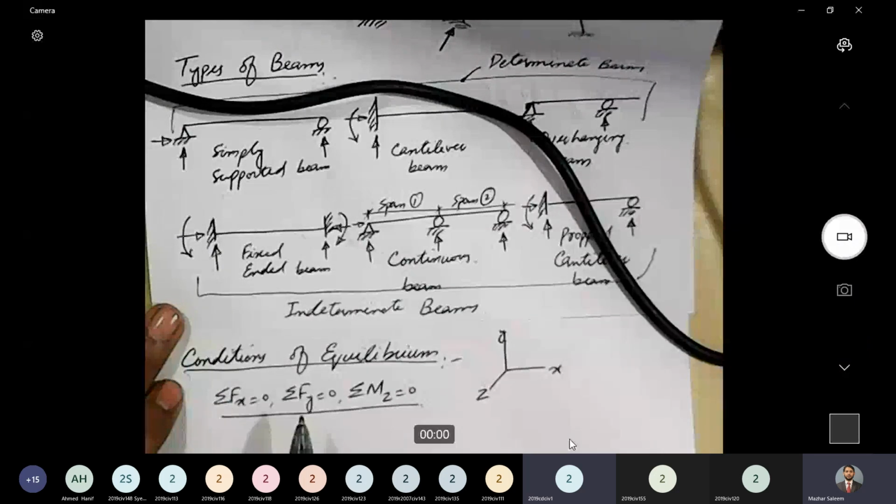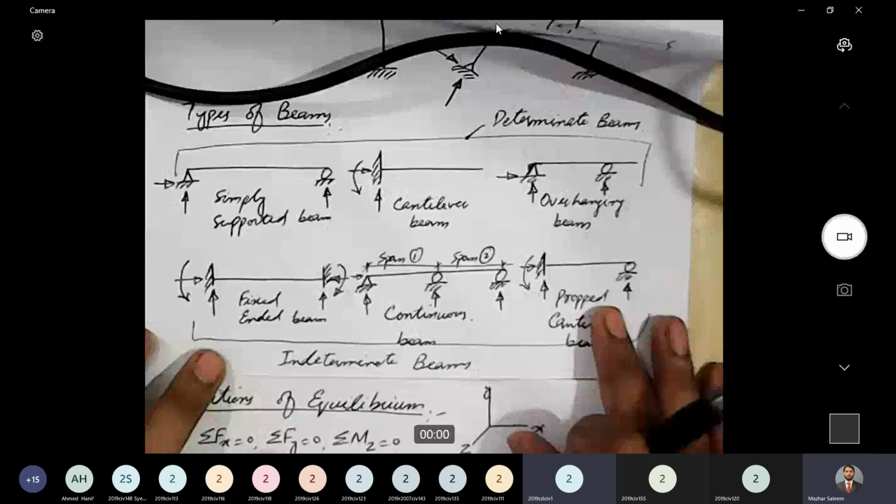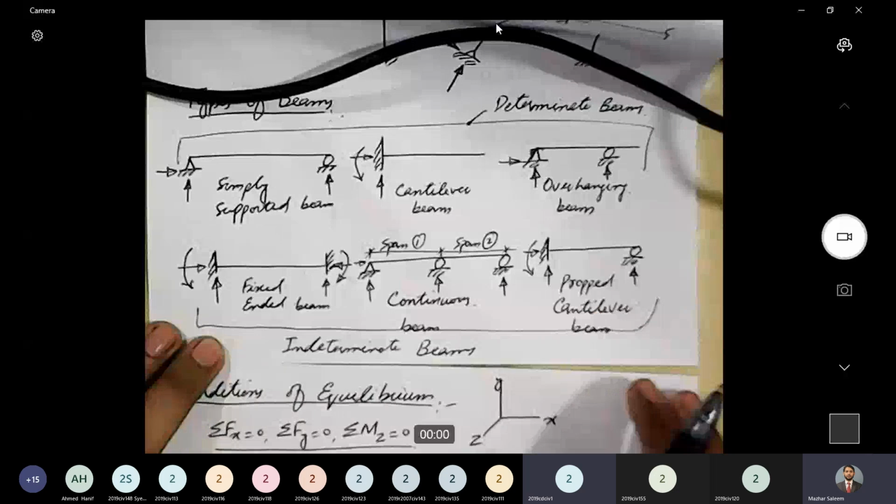Let's go over it one more time. What is a determinate beam? A determinate beam is one that can be analyzed just by using conditions of equilibrium. How many conditions of equilibrium are there for a two-dimensional system? Right now we are talking about two-dimensional systems only. Otherwise, for a three-dimensional system we have 6 equations, but we are not talking about that. So for a two-dimensional system there are 3 equations of equilibrium.